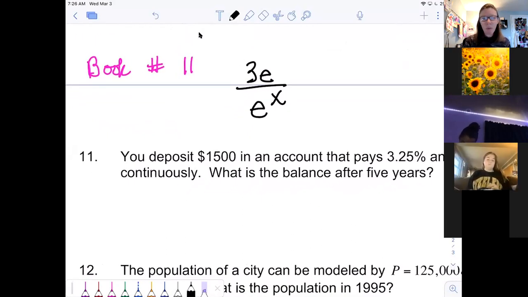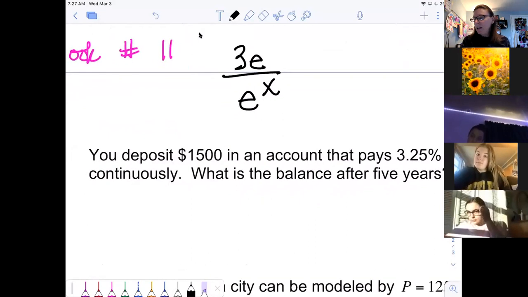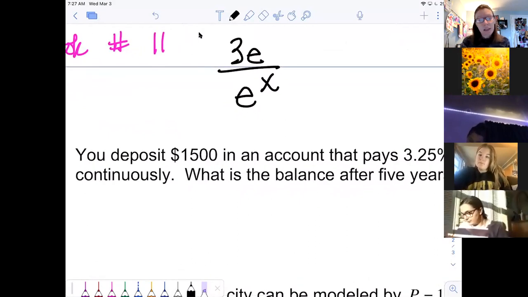The first group of problems in the book that you were assigned asked you to simplify the expression involving an e. And this one, again, number 11 from the book, says 3e, and then you're dividing that by e to the x.